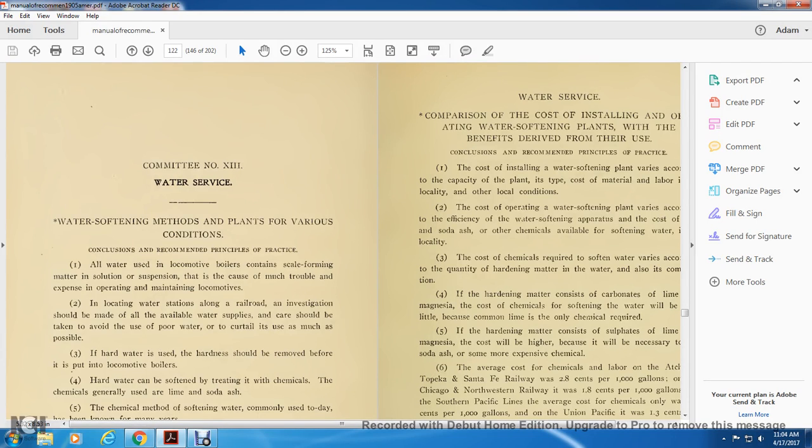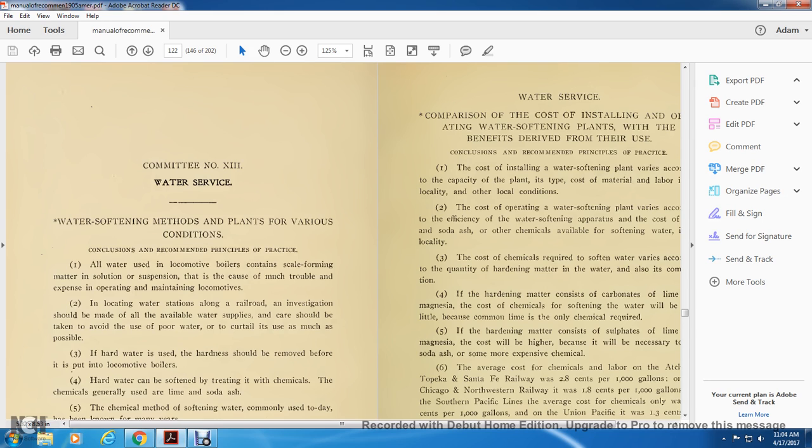Alright, Committee 13, Water Softening Methods, Plants, Various Conditions, Conclusions, Recommendations, Principles and Practices. All waters used by locomotive boilers contain scale-forming material and suspended matter that can cause trouble and expense in operating and maintaining locomotives, including water stations along the railroad.